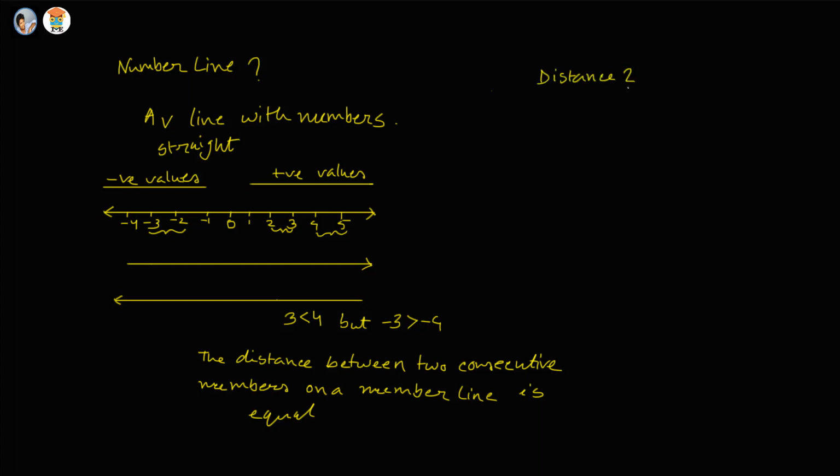Now what is distance? Let us assume that there are two numbers, ln, which is the larger number among these two numbers, and Sn, which is the smaller number. Therefore the distance d will be equal to ln minus Sn modulus.